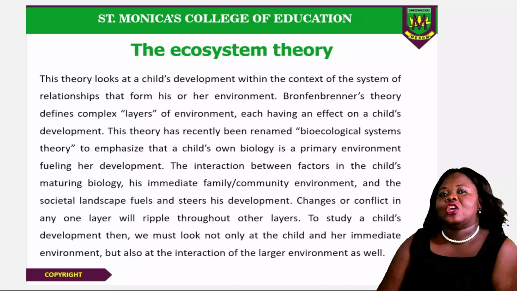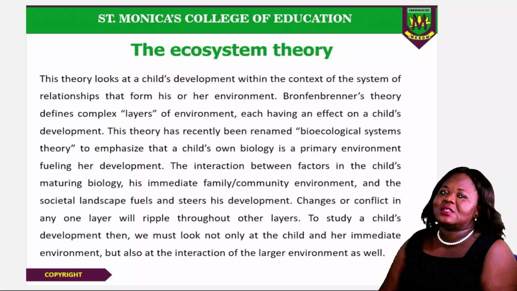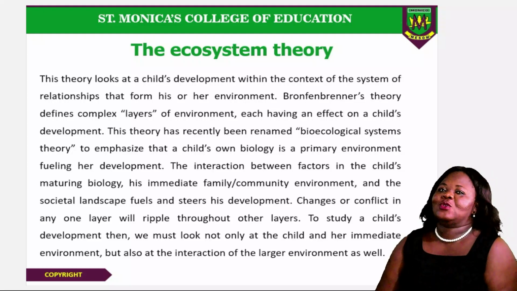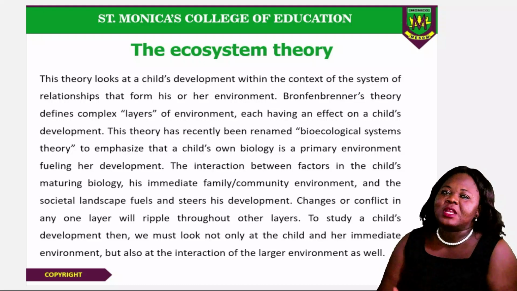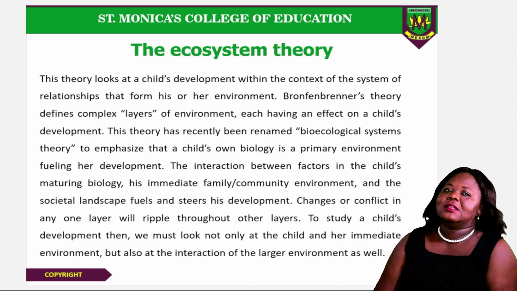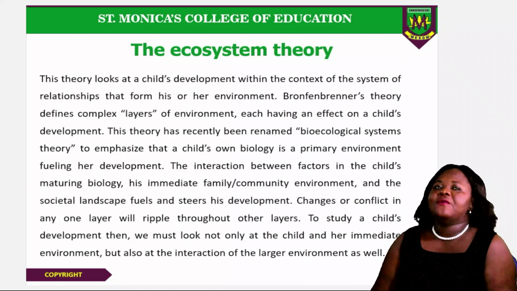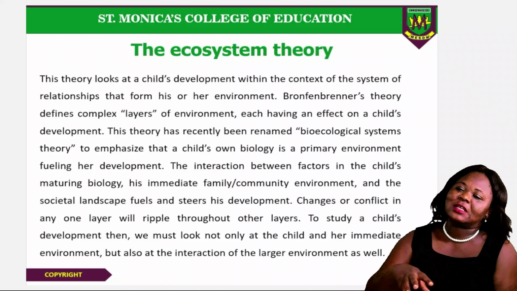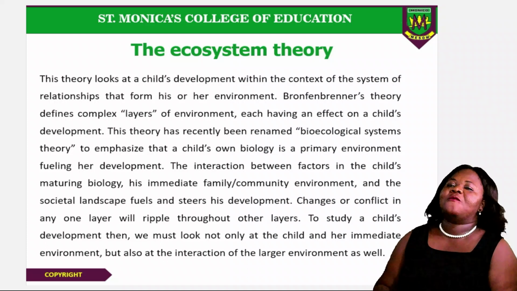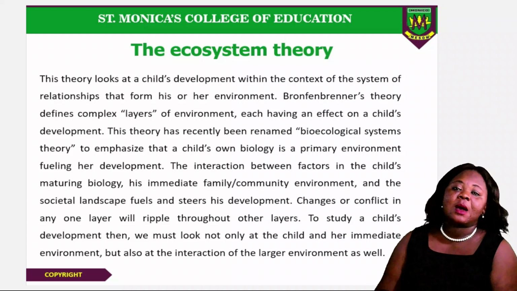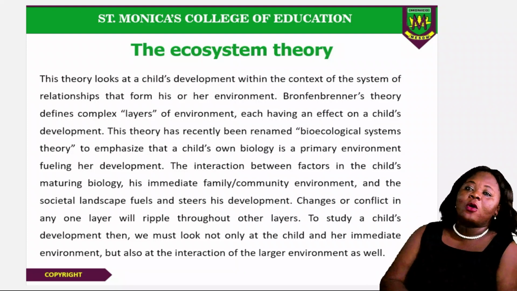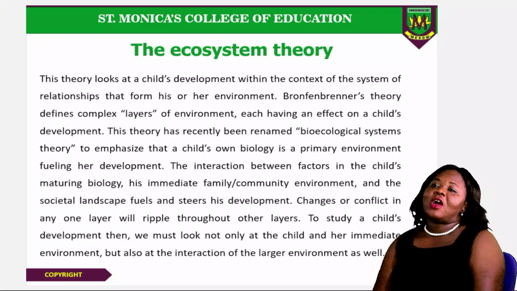This theory looks at a child's development within the context of the system of relationships that forms his or her environment. And so every child is born into a family, is born into a society. And the theory tries to look at the child's behavior as he grows in relation to the kind of people he has associated himself or herself with, the kind of environment he grew up in, and therefore has influenced his behavior either positively or negatively.